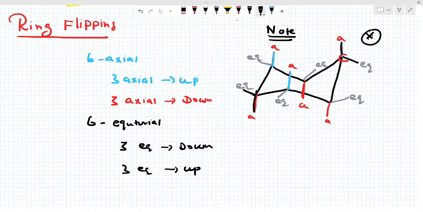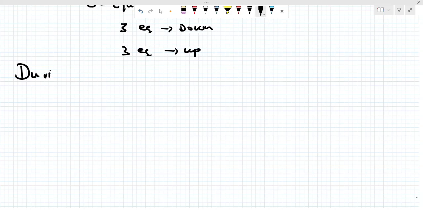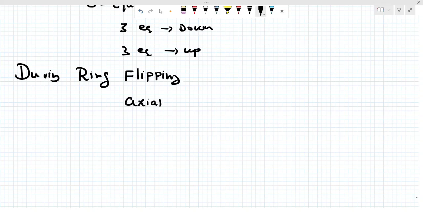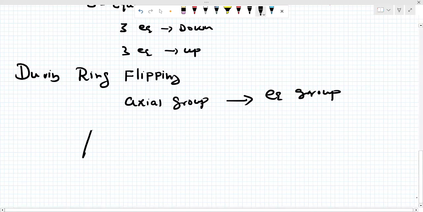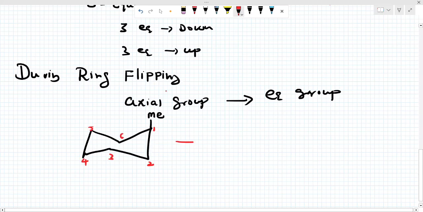Please note. Now during ring flipping, what is going to happen? Please note, during ring flipping, the axial group is converted to the equatorial group. For example, I take this one: 1, 2, 3, 4, 5, 6. Now I put a methyl group here. Now this is the first carbon, this is the second carbon, this is third, this is 4, this is 5, this is 6.